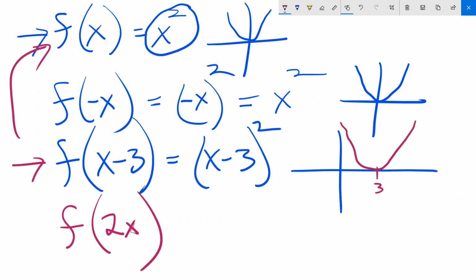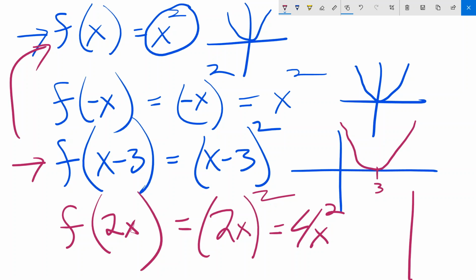So what is the algebraic expression of it? Is it 2x in parentheses squared? Perfect. That's all you do. It never changes. Whatever is inside the parentheses, you substitute for x. Well, what is that answer? What is 2x quantity squared? 4x squared? Yeah.